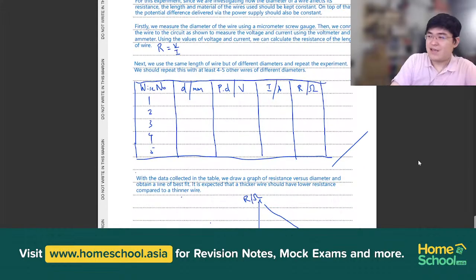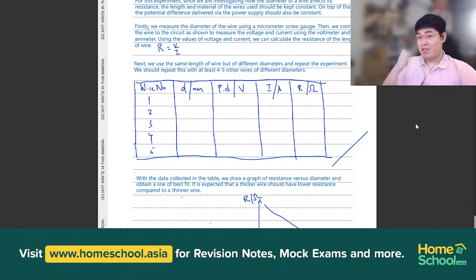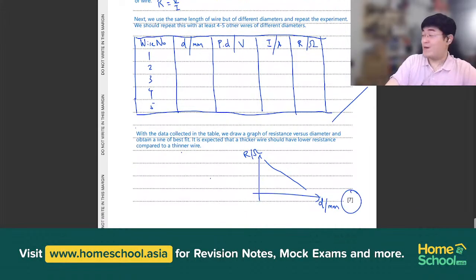And 1 mark is given finally for a proper conclusion: you plot a graph of resistance against diameter, or you compare the values of diameter and resistance in the table and you draw a conclusion from that. Doing so, all of these things will give you your full 7 marks.